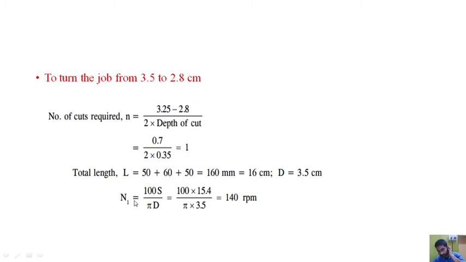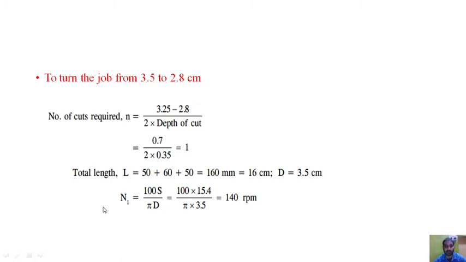So N1 is, here you have different speeds, because the diameter changes after every cut. N is 1000 S by pi D, where S is 15.4, and the diameter now is initially the raw material size, 3.5 cm. The workpiece will rotate with a diameter of 3.5 cm, so RPM will be 140. This is very important, the diameter taken, because in each cut this dimension changes, and that will become N2. Initially the given raw material is 35 mm, so it will rotate at a speed for 35 mm, the initial raw material.